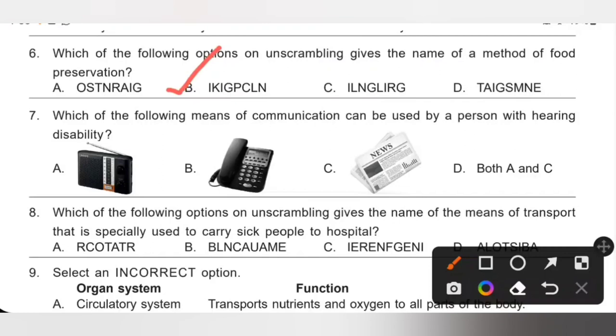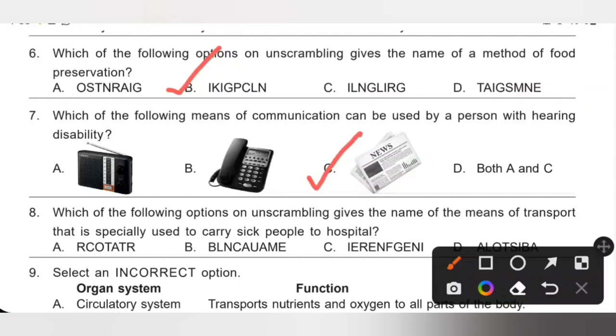Option B. Seventh one. Which of the following means of communication can be used by a person with hearing disability? A, radio, B, telephone, C, newspaper, D, both A and C, that is both radio and newspaper. A person who is not able to hear cannot use radio or mobile phone, but he can read the newspaper. Newspaper can be used by a person with hearing disability. So, option C is the correct answer.